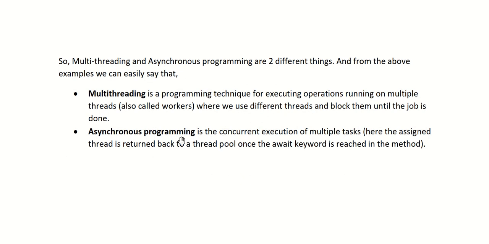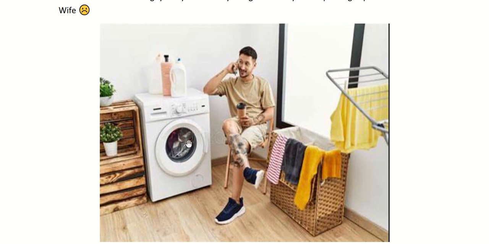But asynchronous programming is the concurrent execution of multiple tasks. Here the assigned thread is returned back to a thread pool once the await keyword is reached in the method. Let me explain. The moment this guy puts clothes into the washing machine and starts it, treat him as a thread. He is detached from that operation itself. He will forget about that operation. He has started the machine, and he will pick up some other task. He received a call, he called his wife and started speaking with her. He forgets about the laundry task now.